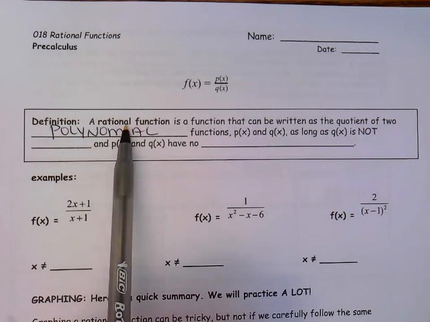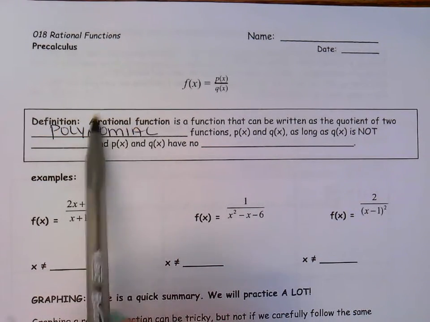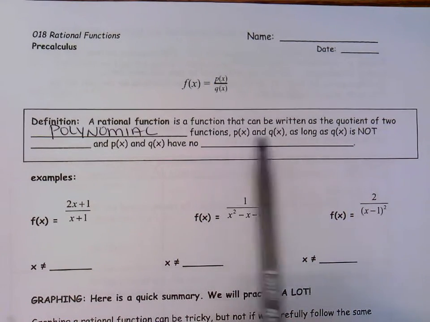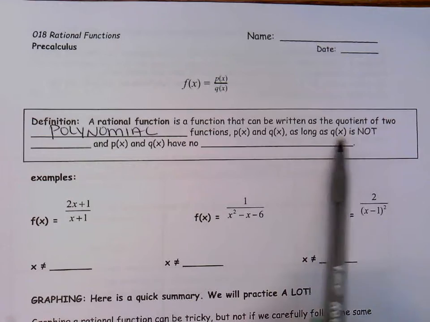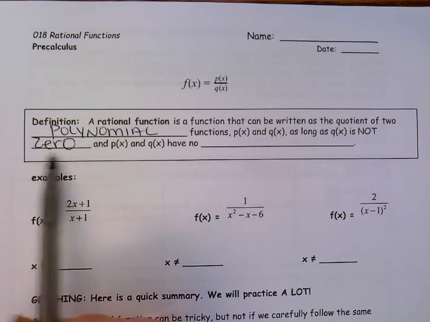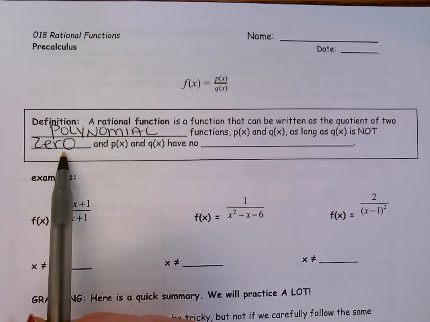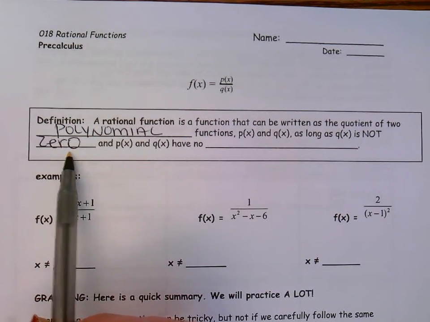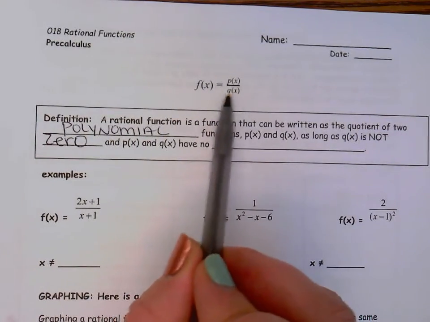You have to know its degree. You have to know how to factor it. All those things in order to be successful in rational functions. And it says Q of x is not 0, right? Because you can't divide by 0. But y equals 0, that horizontal line, is a polynomial function. We just can't use that one in this case because you can't have 0 in the denominator.